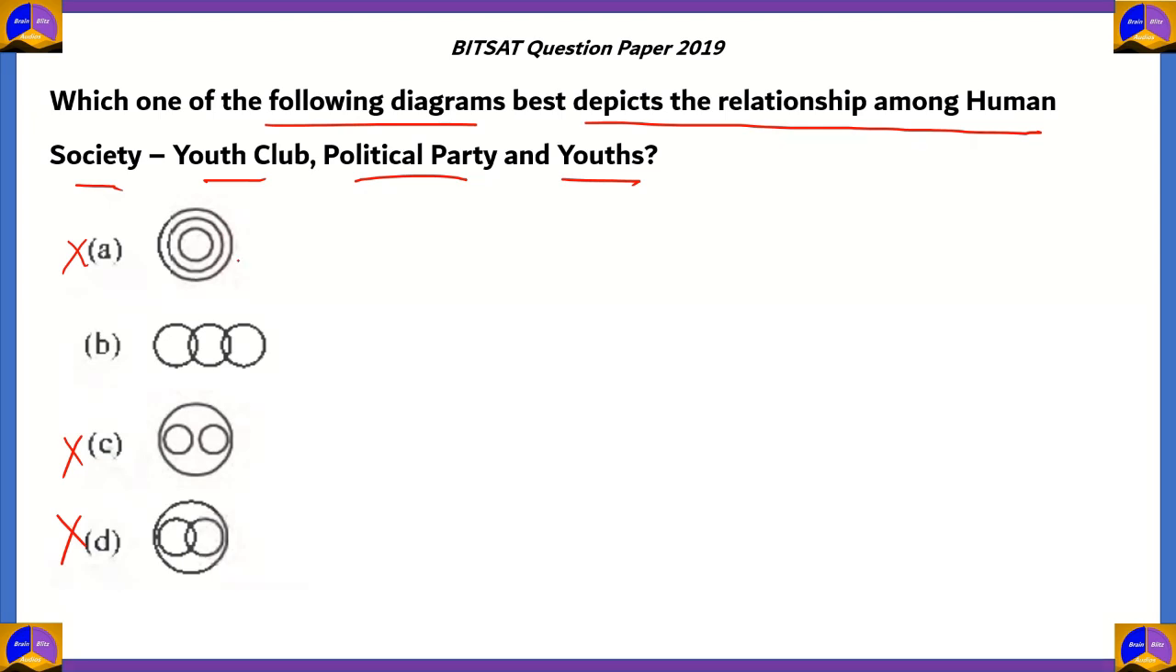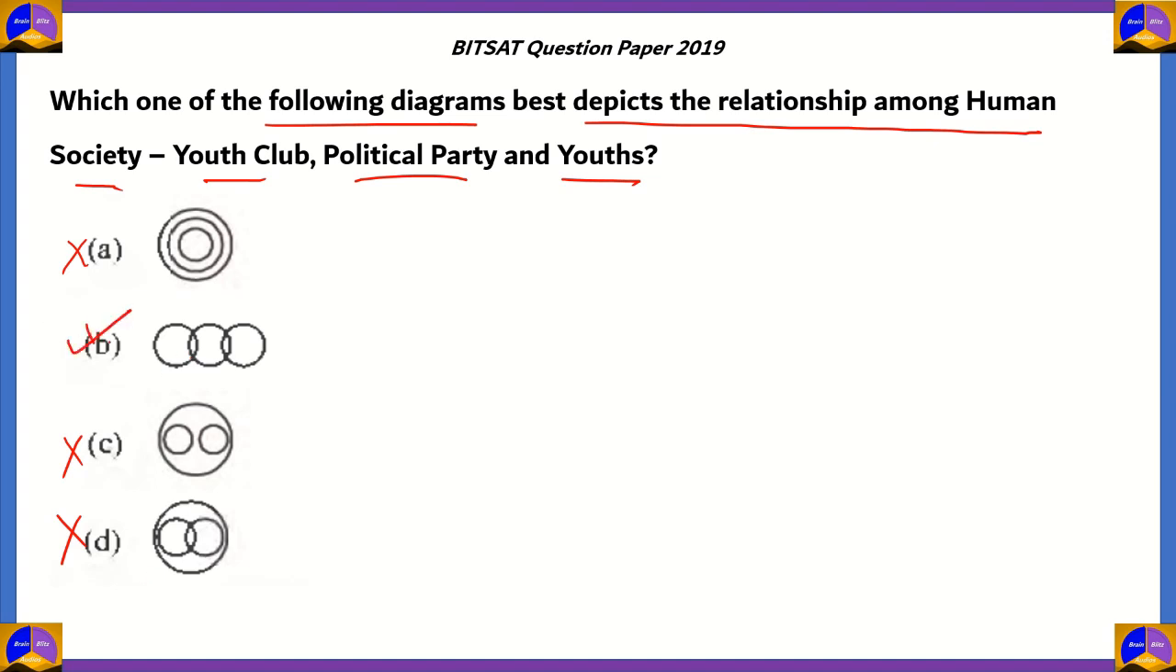The reason being that these options have at least one group enveloping the other two groups. For example, you can see that option A is containing concentric circles. So that means the other two groups are under one group, so that is incorrect. Option C and D are also incorrect because of the same reason.